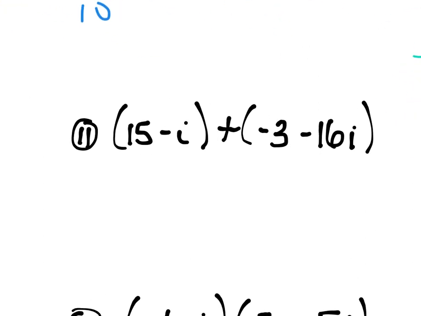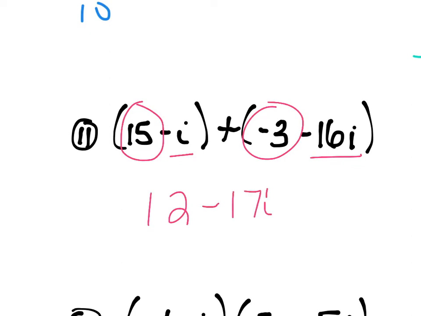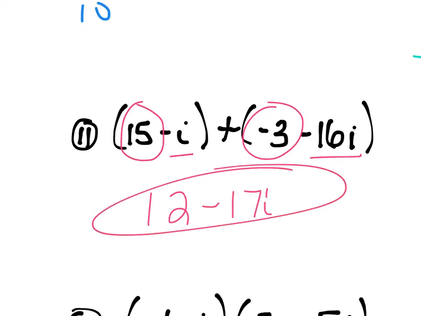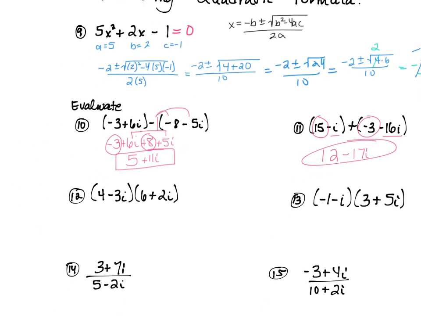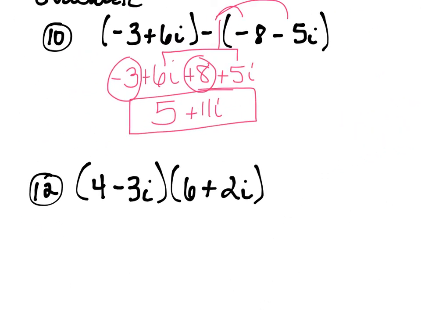All right, what am I asked to do here? Just add. I don't have to worry about distributing or anything. So I have real with real. What's 15 minus 3? 12. What's negative i minus 16i? What is it? Negative 17i. When we multiply, what do we have to remember? FOIL. Yep, i squared equals what? Negative 1, okay? We got 4 more to do. I promise you'll see one of these and a division. Promise you. So let's go.